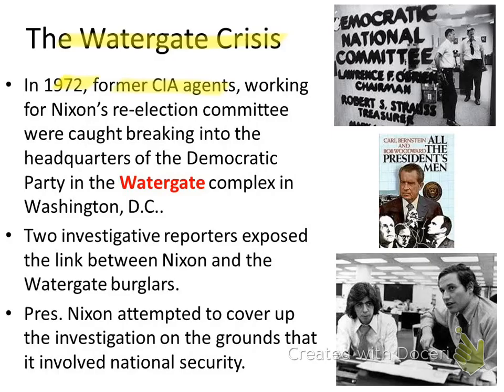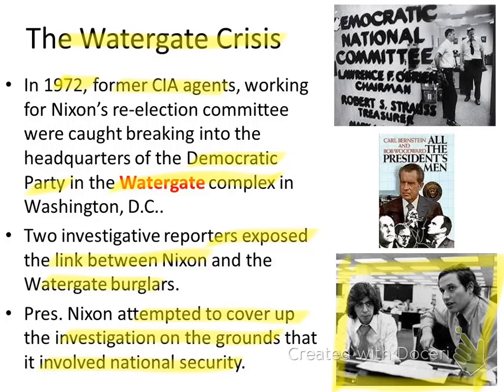In 1972, former CIA agents who were working for the Committee to Re-elect the President broke into the Watergate complex, where the headquarters of the Democratic Party was located. Two investigative reporters, Woodward and Bernstein, exposed the link between Nixon and the burglars who broke into the Watergate building to bug the Democratic Party headquarters. Nixon attempted to cover up the investigation on the grounds that it involved national security.